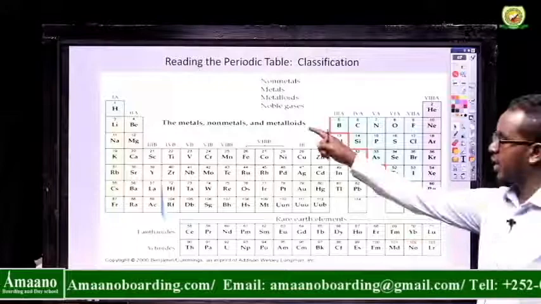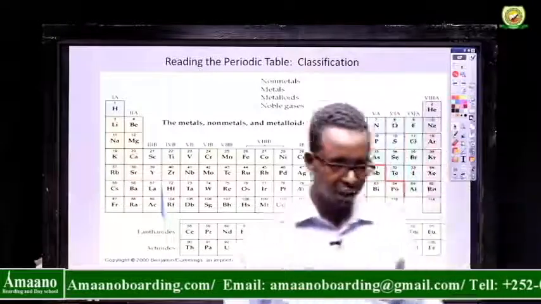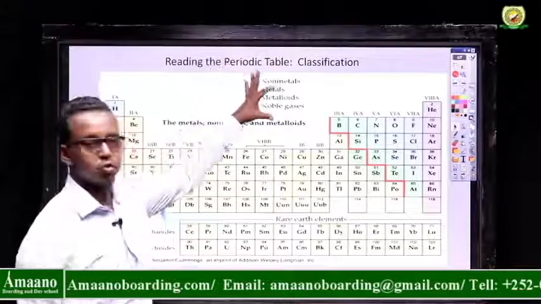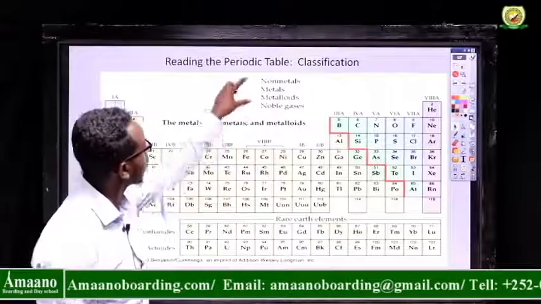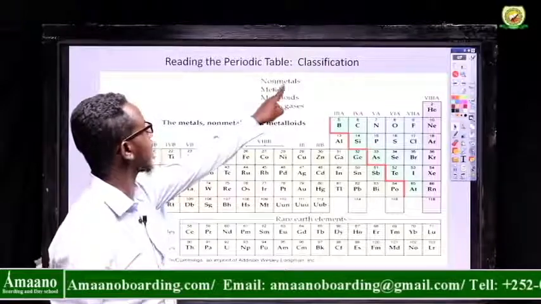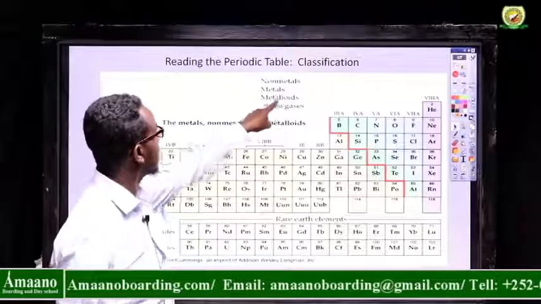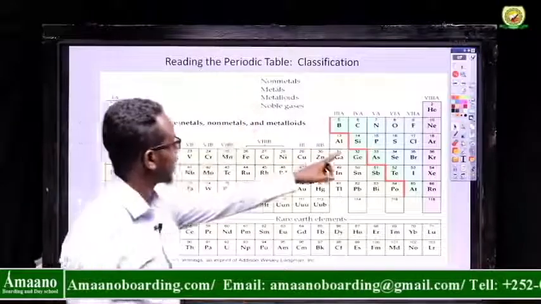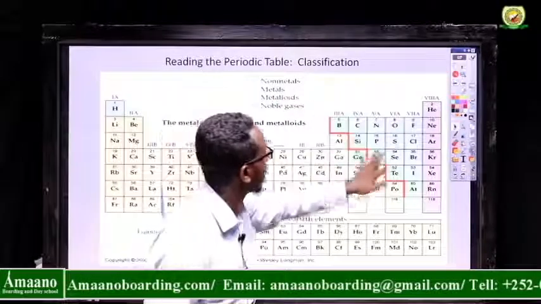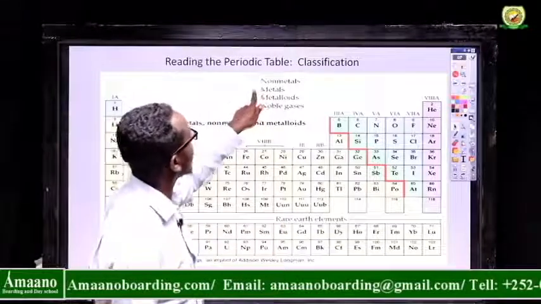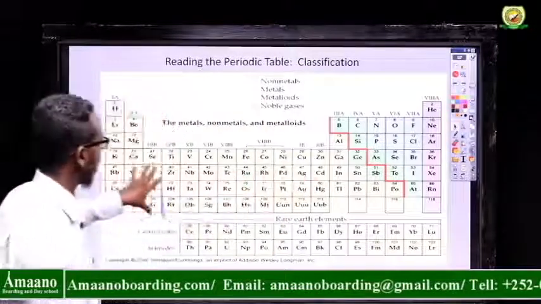Here we have a picture. This is the periodic table, and this is the key. For you to read this periodic table, this color indicates the non-metals. These are the metals, metalloids and noble gases. These light blue ones are non-metals. What about metals? This is the yellow one.